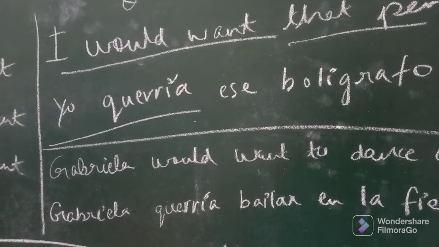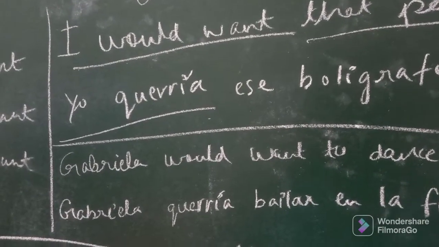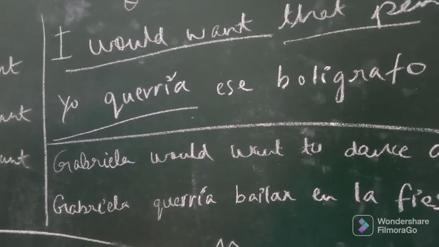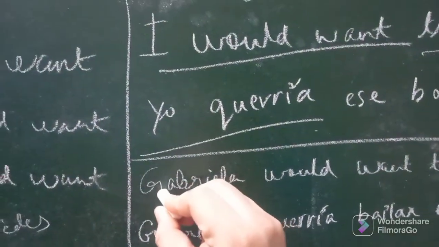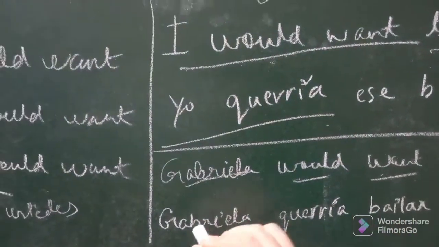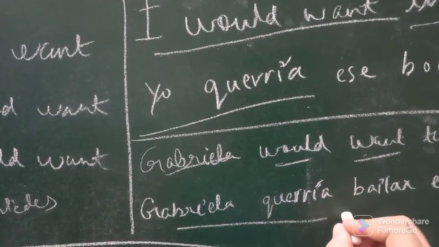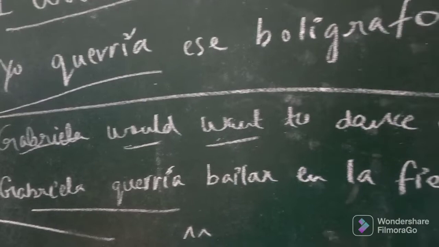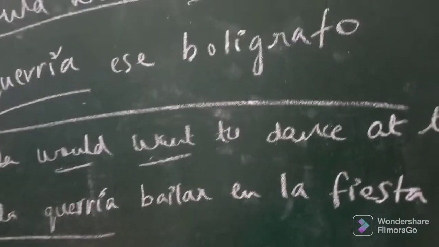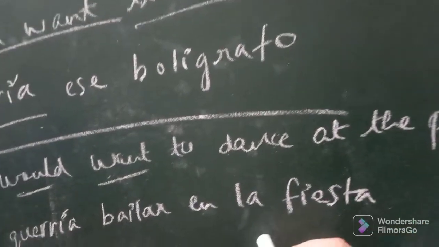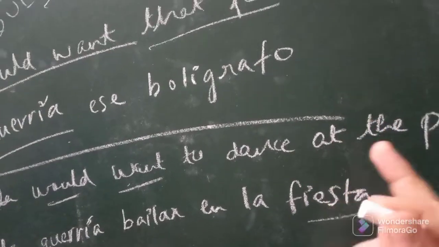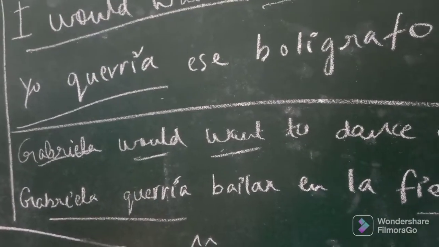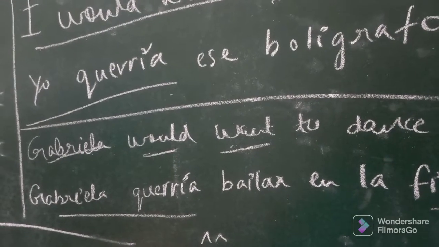And then the next example is, Gabriela would want to dance at the party. So how would you say that? Gabriela would want, Gabriela querría, would want, querría bailar en la fiesta. Simple. Party is fiesta. And here are the joiners of the sentence, which we will learn more about in coming videos. So, in the party, close enough.